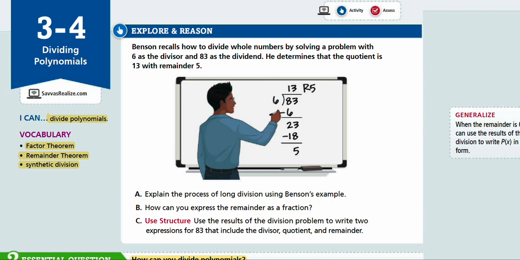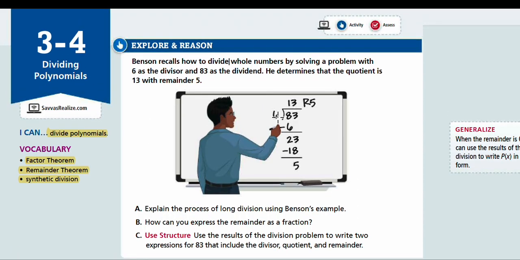Benson recalls how to divide whole numbers by solving a problem with 6 as a divisor and 83 as a dividend. He determines that the quotient is 13 with remainder 5. Looking at his work, explain the process of long division using Benson's example. So this is easy. You know how to multiply and divide real numbers, right? So let's explain what he wrote here.